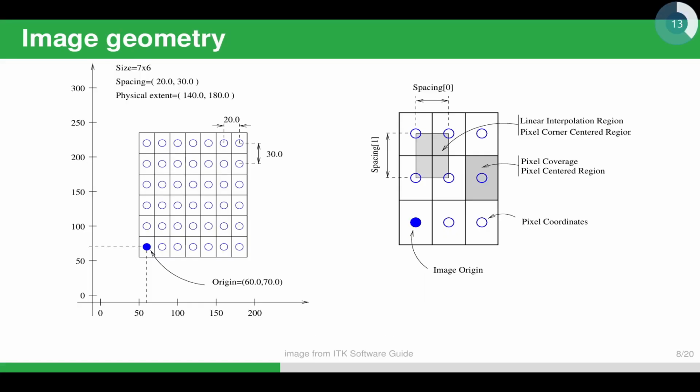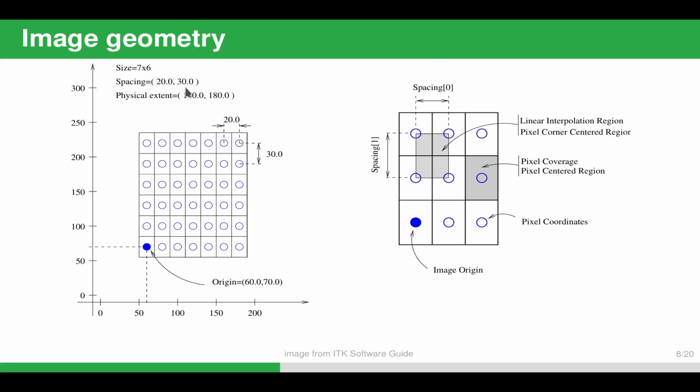Okay, so next, it's very important to understand image geometry since we're going to be transforming images. So let's go through some of the jargon and terminology here so that we can understand how to apply transformations to images. So first, the size of an image. This image is 7 by 6, of course, which means that there are 7 pixels in the x dimension, 1, 2, 3, 4, 5, 6, 7, and 6 in the y, 1, 2, 3, 4, 5, 6.